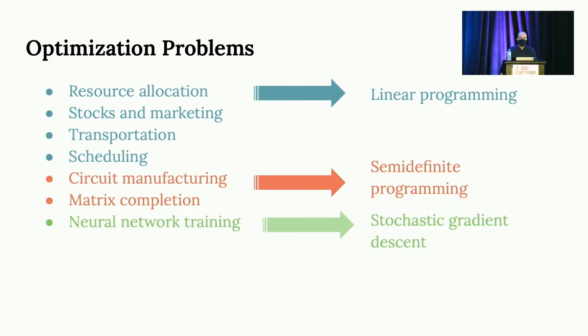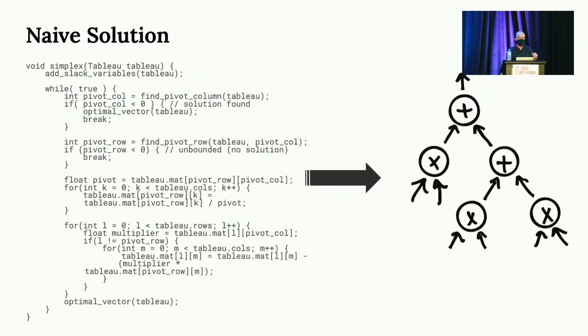Otti handles three classes of these optimization problems, which are linear programming, semi-definite programming, and stochastic gradient descent. And it can prove optimality for all of these classes in zero knowledge.